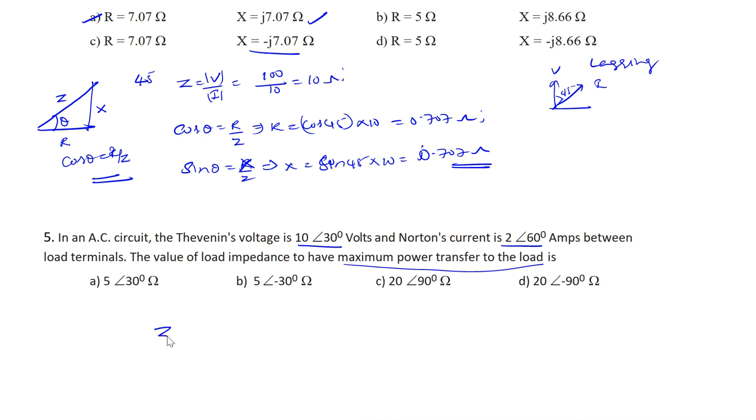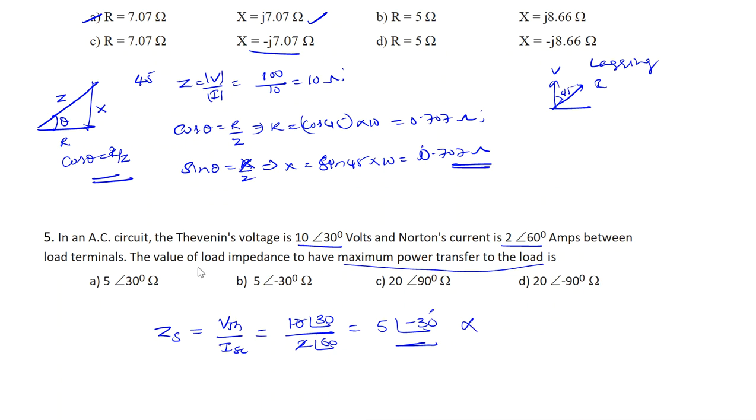Okay, so first of all, source impedance ZS is equal to VTH divided by ISC. So based on this, 10 at an angle 30 divided by 2 at an angle 60. So 10 by 2 is 5 here. So 5 at an angle minus 30 degrees is the answer. Okay, if you are getting the answer 5 at angle minus 30, it's a wrong answer.